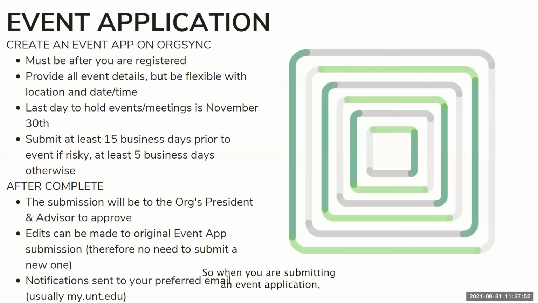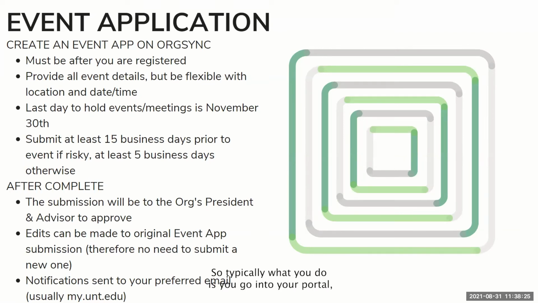When you are submitting an event application, just make sure that you have all of the logistics. I always encourage organizations to provide full details, because those are things I look for when I'm reviewing an event application. You can request a space on campus after you're registered. We will deny any forms from organizations that are not registered, and we'll typically put that in the comments section. You must also wait for an email confirmation to let your organization know that you are approved.